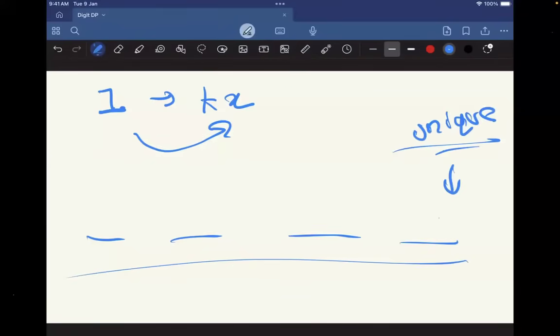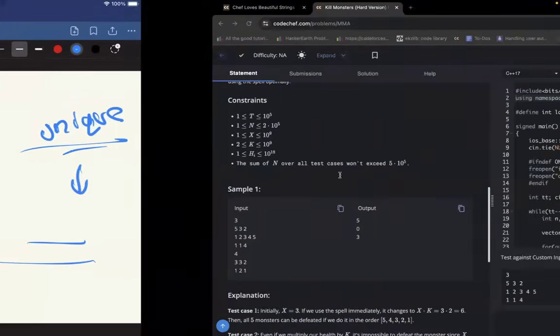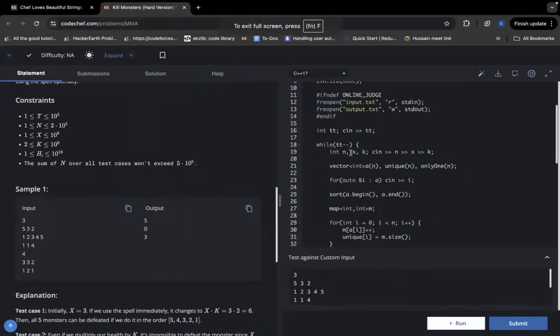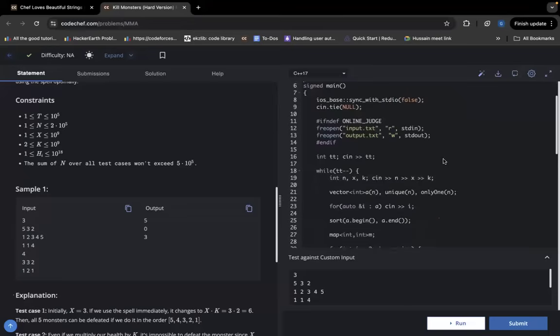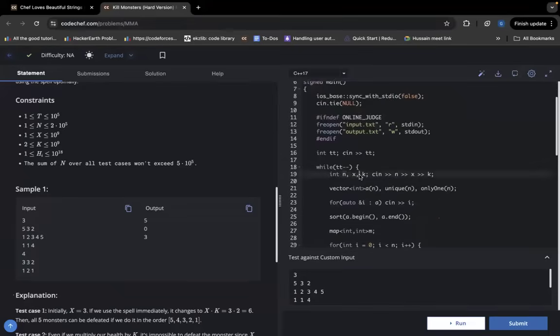Yes? Okay. Now moving on to the implementation of this problem. So guys, I have my n, x, and k. Keep in mind that I have defined int as long here because it might overflow. Let me take you through the code one by one. So I have taken in n, x, k.